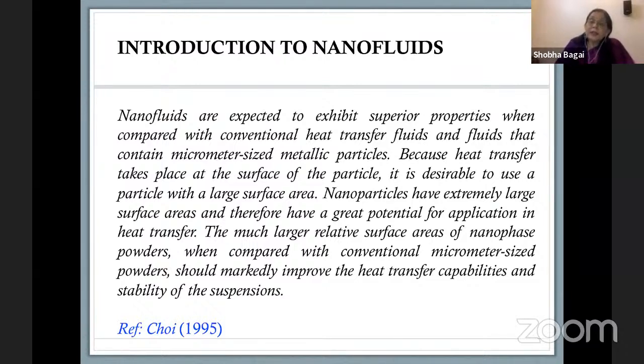And since the experiments had already been done, it had been established that nanoparticles have extremely large surface areas and therefore have great potential. Again, it's in the future tense that he mentions they have great potential for application in heat transfer. The much larger relative surface area of the nanophase powders, when compared with the conventional micrometer size powders, should markedly improve the heat transfer capabilities and the stability of the suspension. So this is what he proposed in his paper.